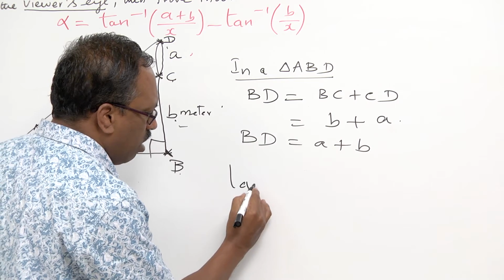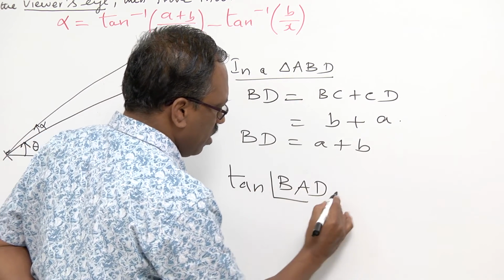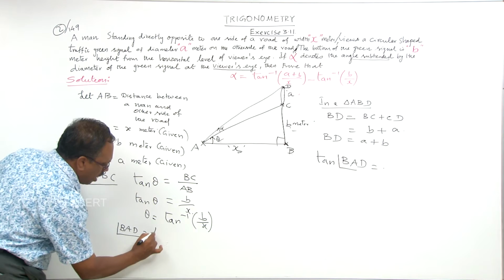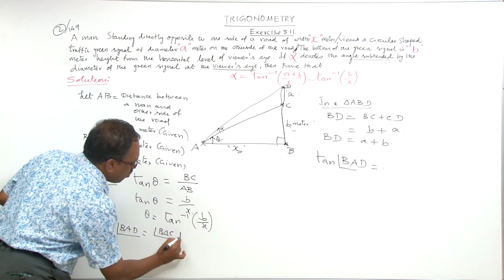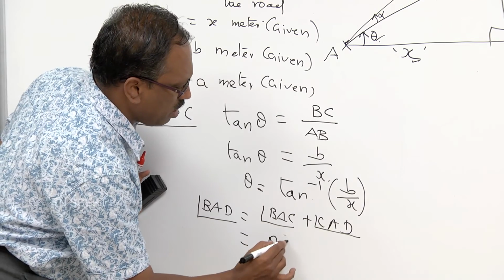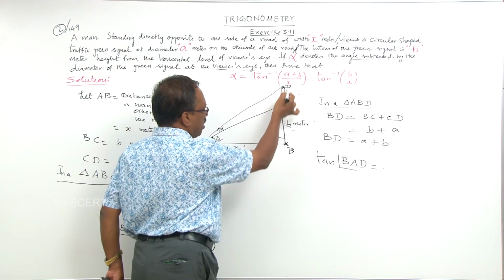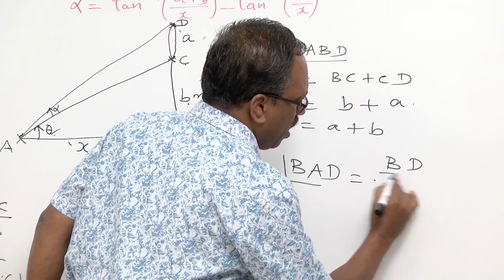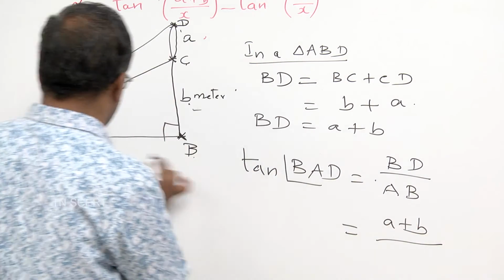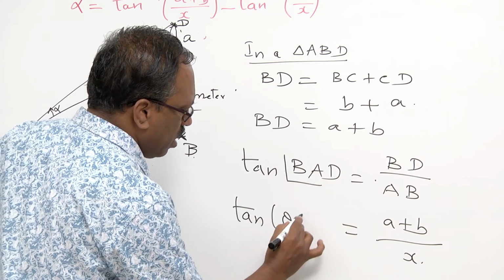So tan of angle BAD. What is angle BAD according to this diagram? Angle BAD is angle BAC plus angle CAD. That is nothing but theta plus alpha here. So tan BAD is nothing but BD by AB. BD is a plus b, and AB is nothing but small x. So tan of which angle here? This is nothing but theta plus alpha.